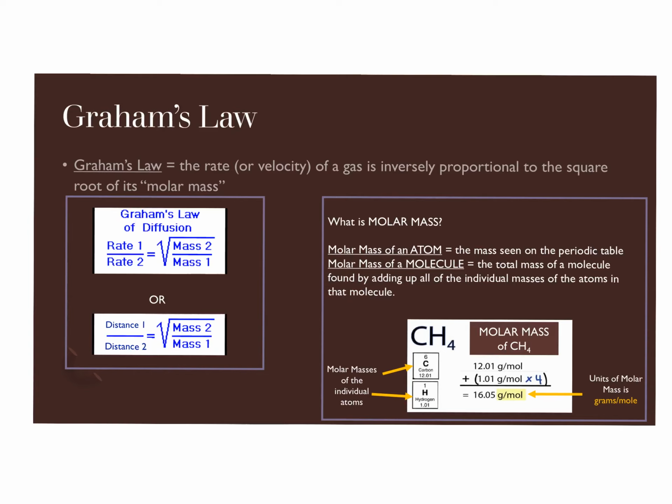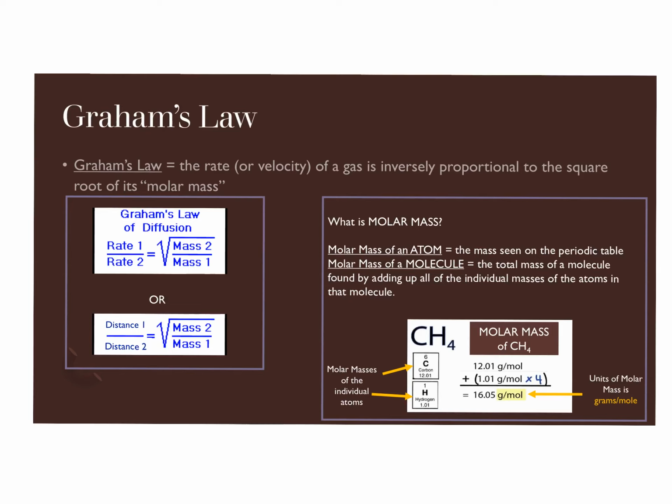Graham's law is talking about how fast a gas can go or how far it can travel based on its mass. So the mass of the gas is going to matter for Graham's law. Graham's law can be displayed a couple different ways, and you can see that here on the left. There's even another way we could display that. But what you need to know is, on the right, what molar mass is.